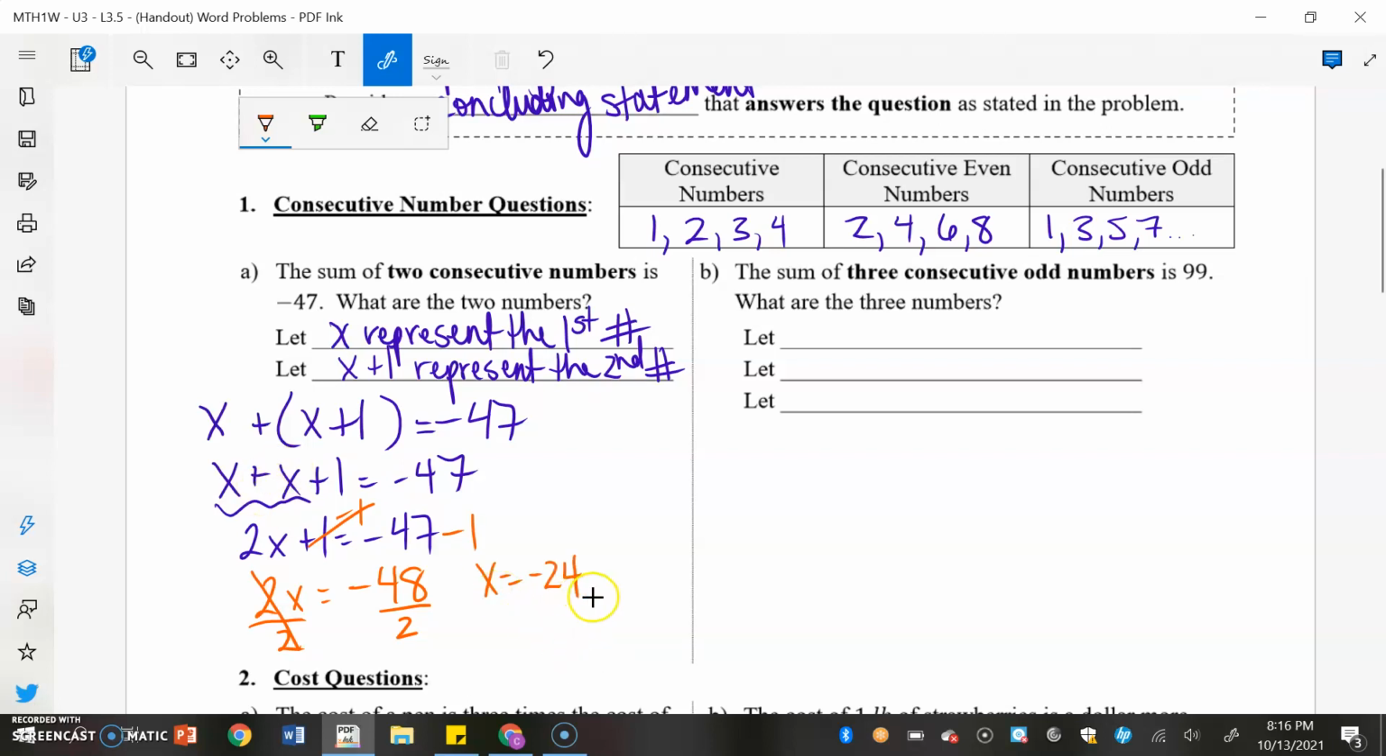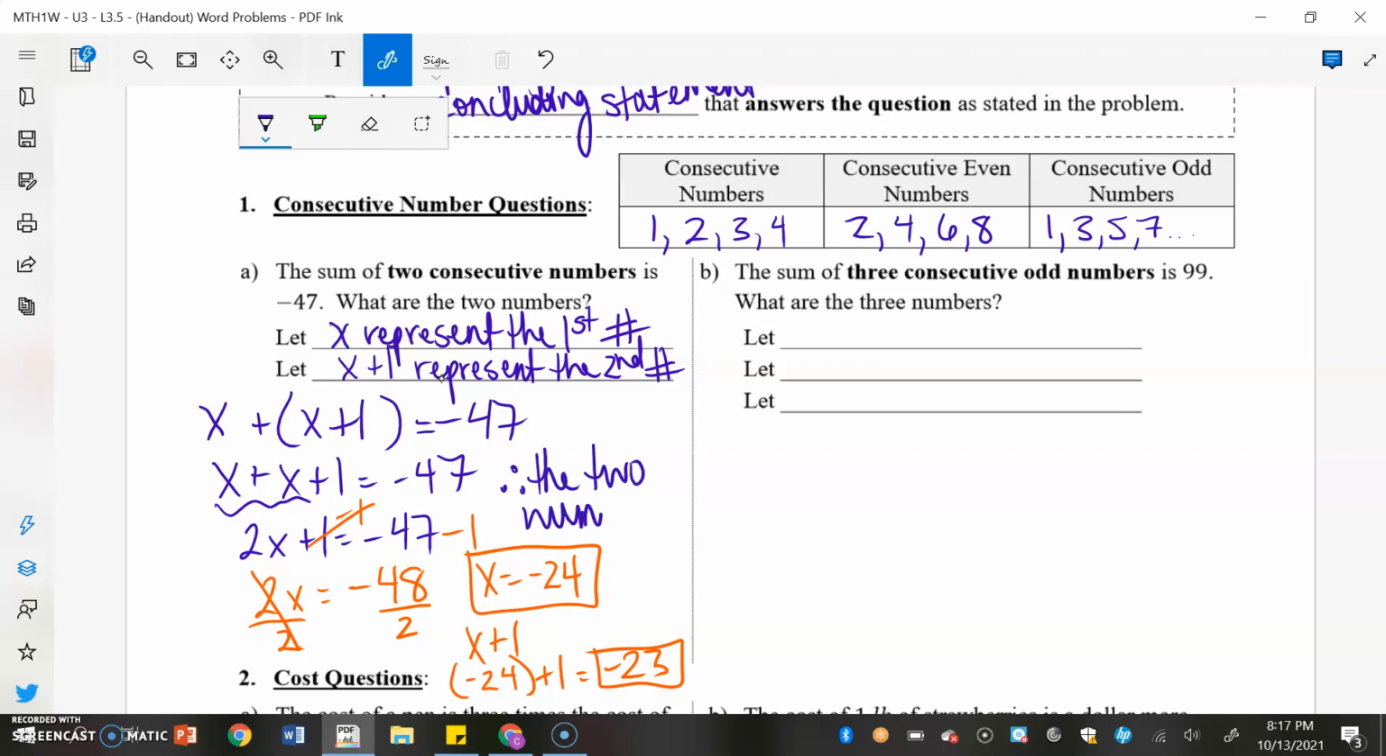So if x is negative 24 and I said that x represented the first number, well then I can find the second number by plugging in this x value into my let statement x plus 1 to get the second number. So x plus 1, where x is negative 24, would tell me that my second number is negative 23. My last step is to make a concluding statement. So I can say, therefore, the two numbers are negative 23 and negative 24.